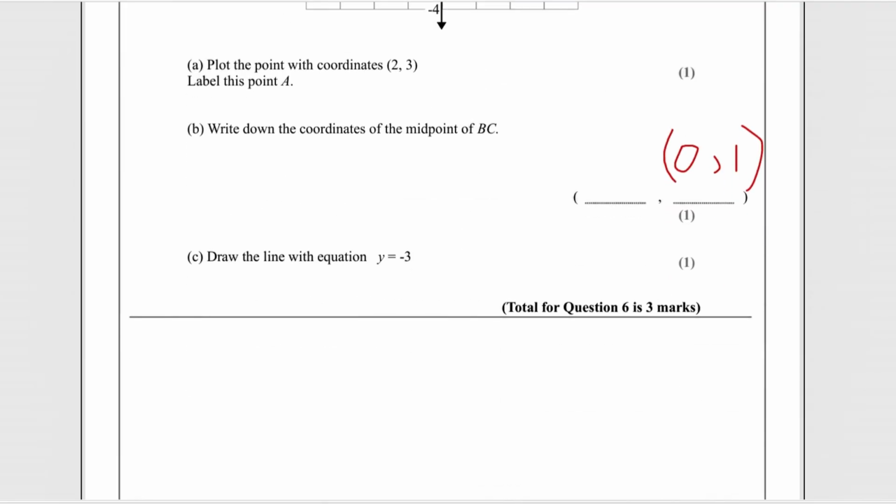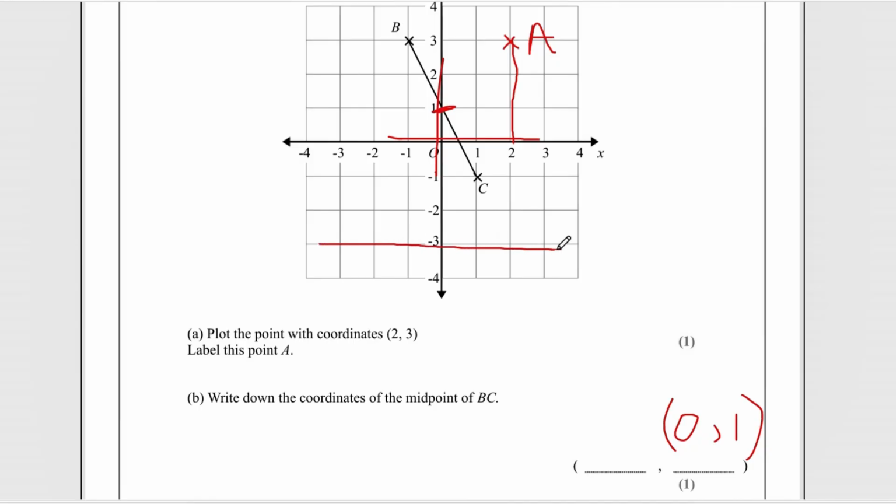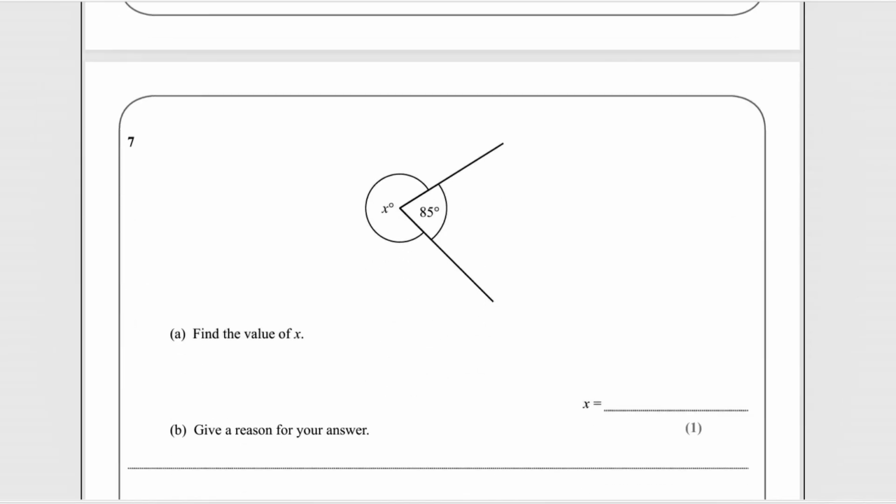Then draw a line with the equation y equals -3. When they give you this, all you need to do is go to where y is -3, use your ruler and draw a straight line. So y is -3 somewhere here. Use your ruler and draw a straight line right there. Okay, so that's a line. Then don't forget to label y is equal to -3. Okay, we proceed to the next one.